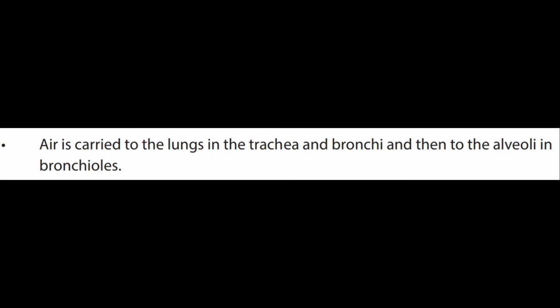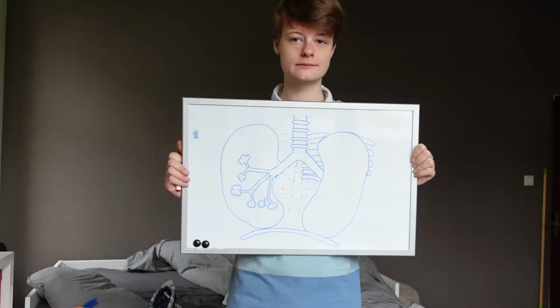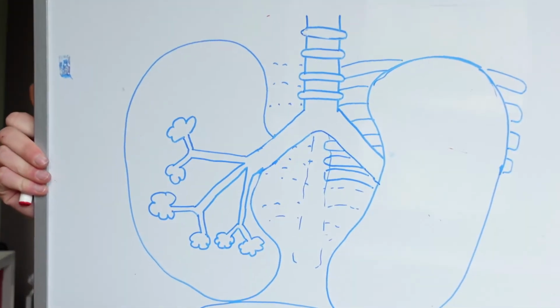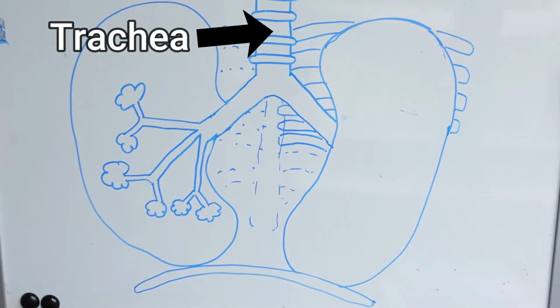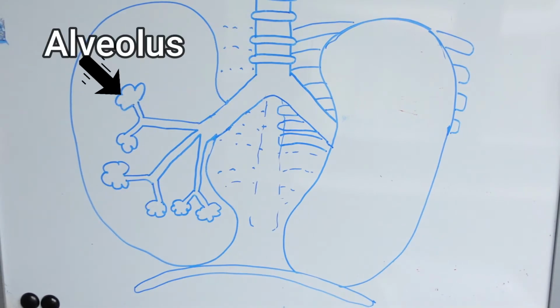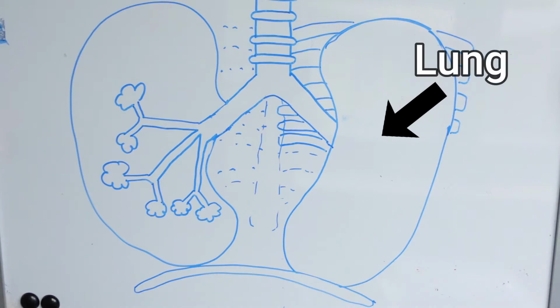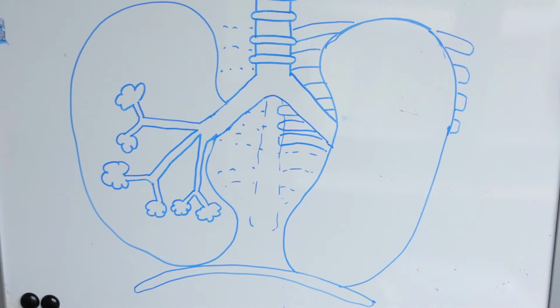Air is carried to the lungs in the trachea and bronchi, and then to the alveoli in bronchioles. Let's take a look at the lungs. The lungs are comprised of the trachea, the bronchus, the bronchiole, the alveolus, the rib, the lung, and the diaphragm.